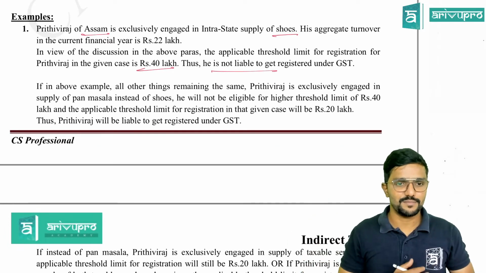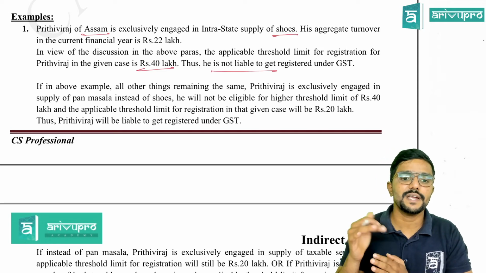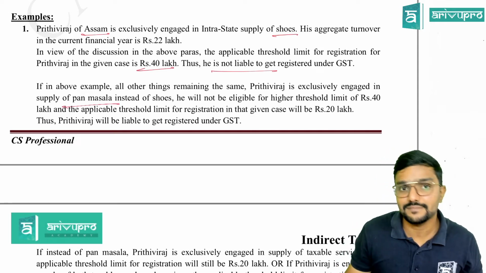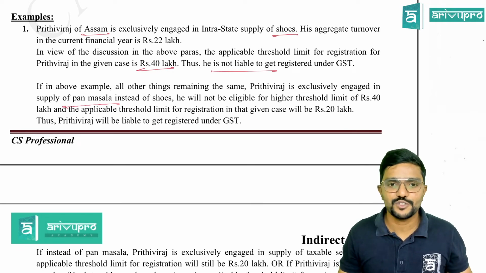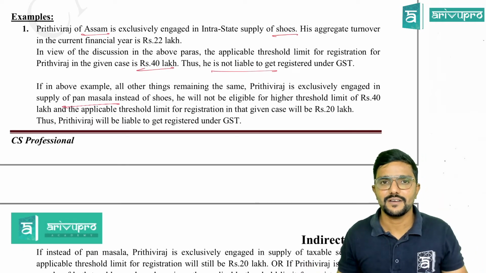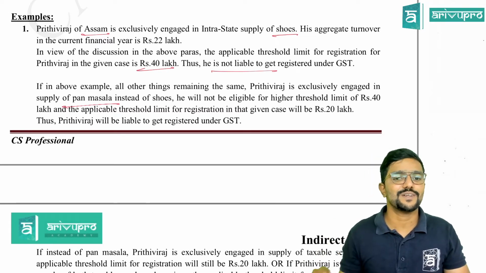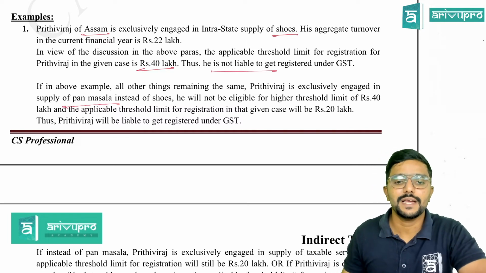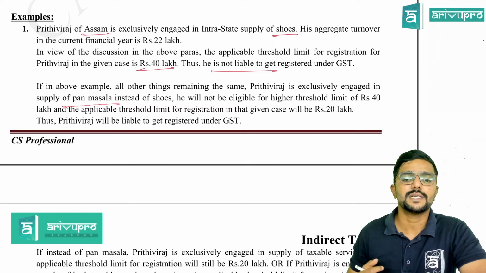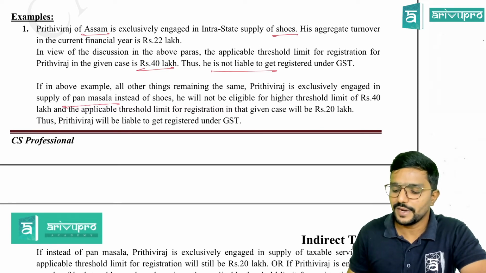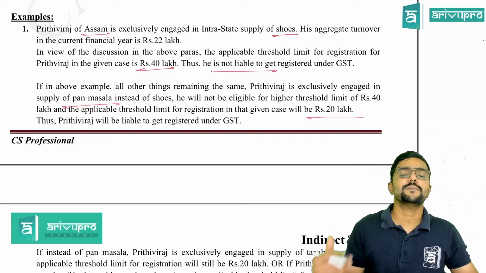Okay, now, if in the above example, all other things remaining the same, Prithviraj is exclusively engaged in supply of pan masala, which is excluded from the 40 lakh limit. Instead of shoes, he is supplying pan masala. So for pan masala, is it a good? Yes, but the 40 lakh limit is not applicable. He will not be eligible for the higher threshold limit of 40 lakh and the applicable threshold limit for registration in the given case will be 20 lakh. For him, 40 lakh is not applicable. So he is from Punjab. What is the limit applicable for him?